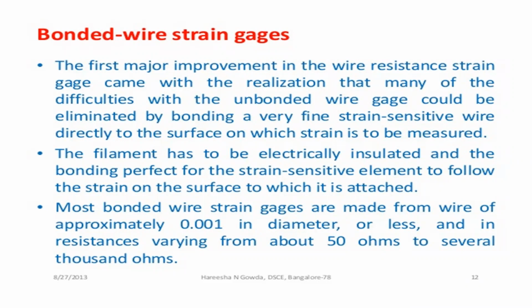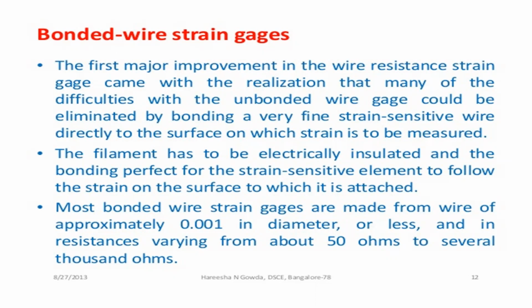The difficulties of the unbonded wire gauge could be eliminated by bonding a very fine strain sensitive wire directly to the surface on which strain is to be measured. Whenever we measure strain, the wire is in direct contact with that surface, so it should be bonded in an effective manner. It is also a sensitive type of strain gauge. That's why we are using these bonded wire strain gauges to calculate strains.